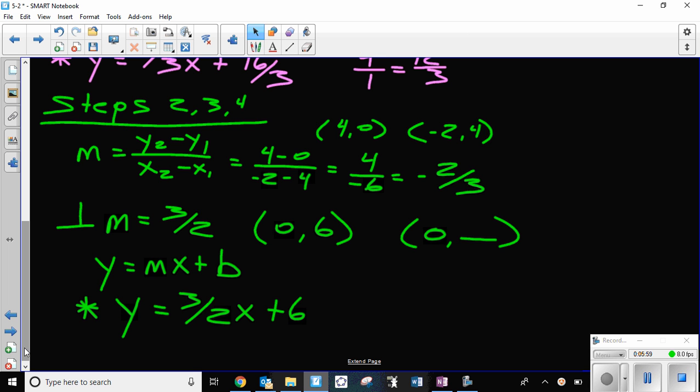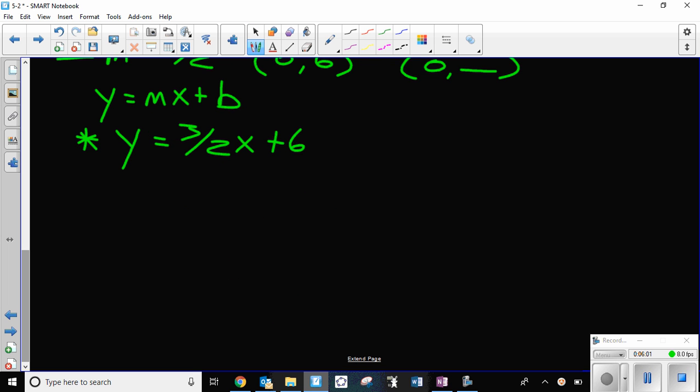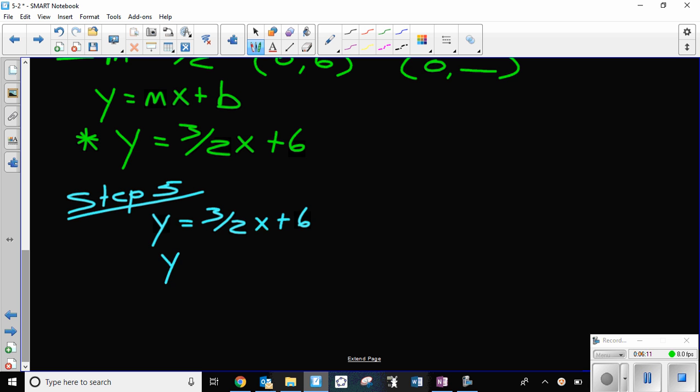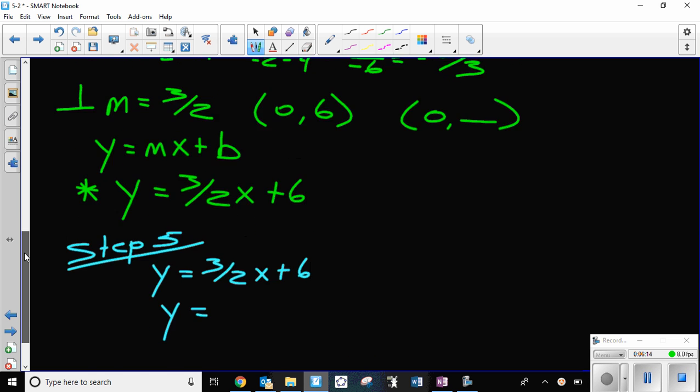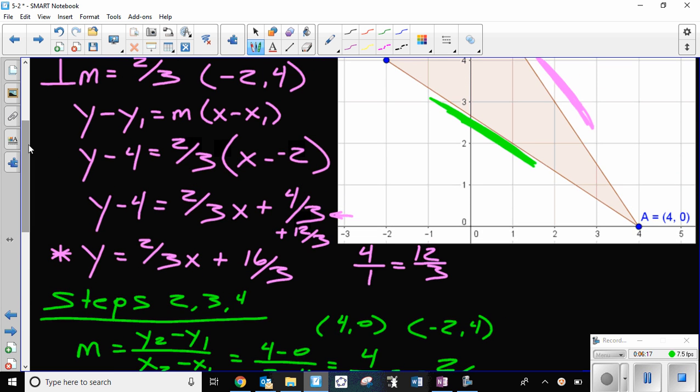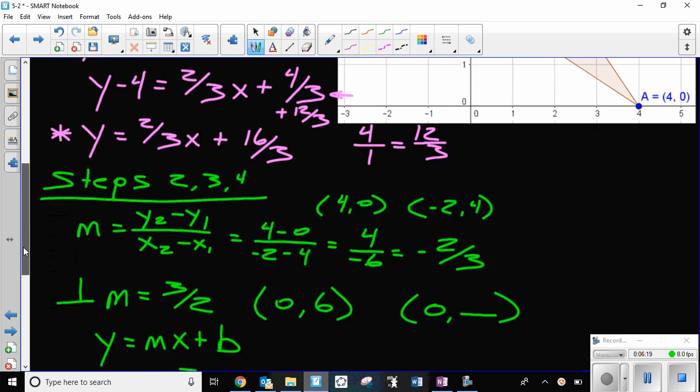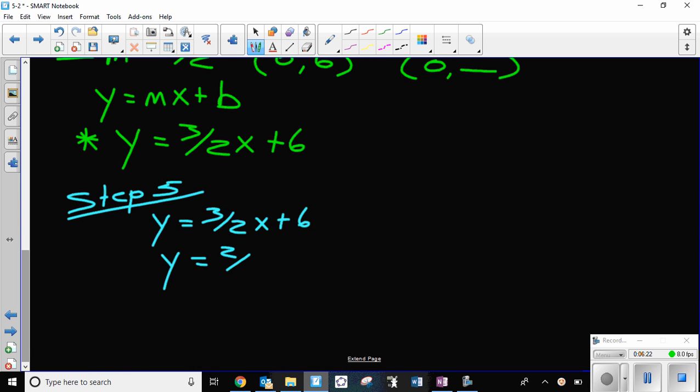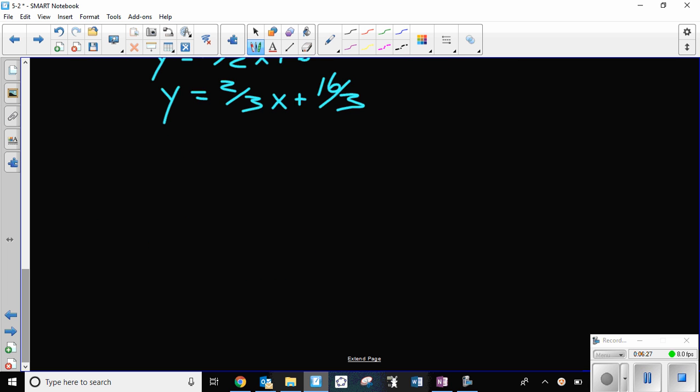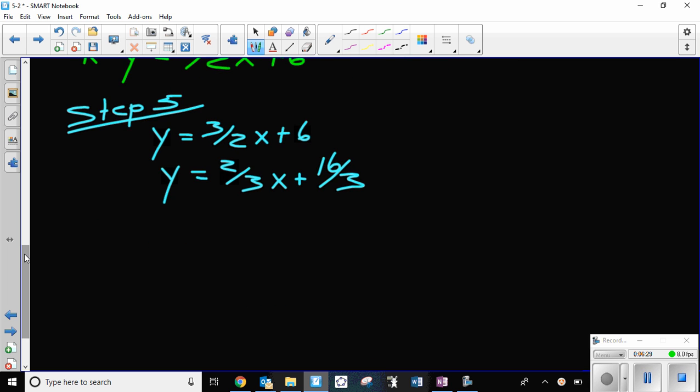And now we're on to the last step here. So now we can go to step 5. We're going to use y equals 3/2 x plus 6 and y equals, I don't remember what it is, I got to go back up, 2/3 x plus 16/3. We need to find the point of intersection now. So I'm going to take and set those two equal to each other.